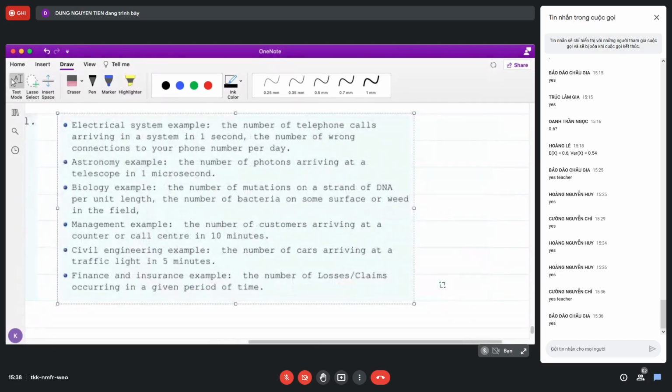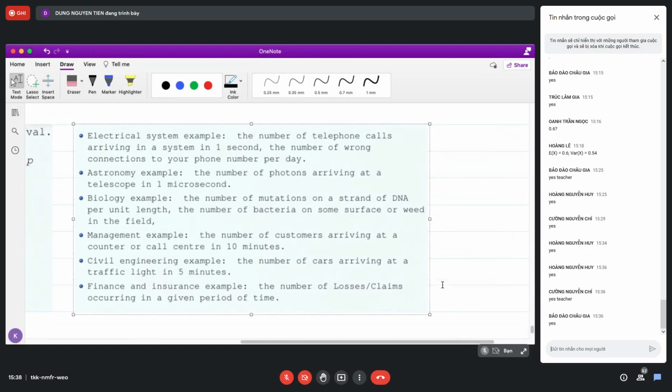You can use a Poisson distribution to describe the number of mutations on a strand of DNA per unit length, the number of bacteria on some surface or in the field, the number of customers arriving at a counter or call center in 10 minutes, something like that. So it should be the number of events that you can observe during a period of time or within a region.